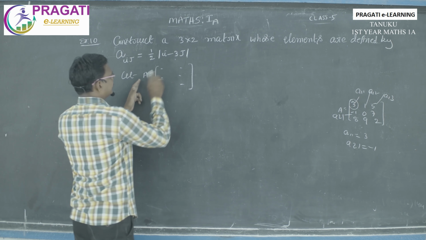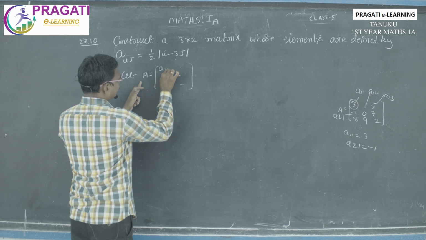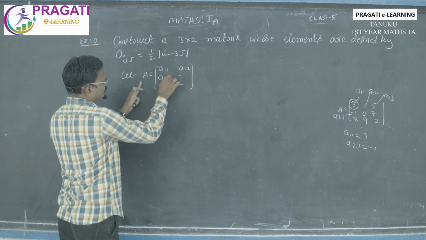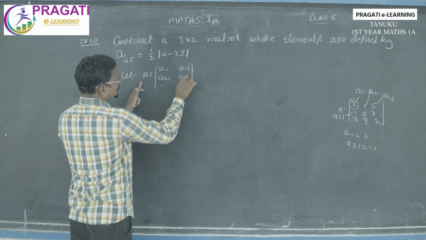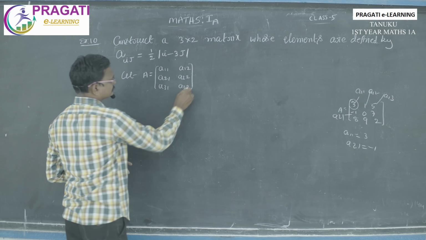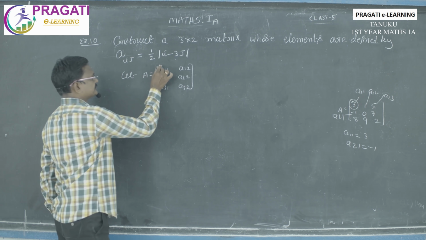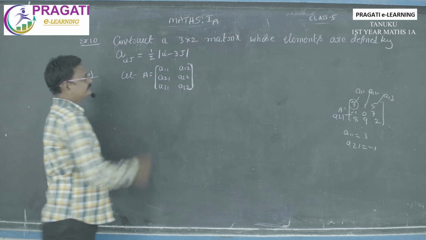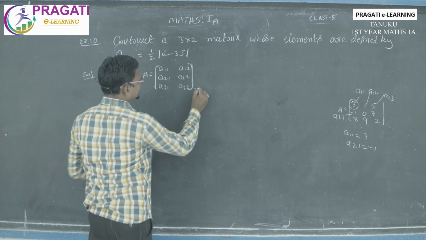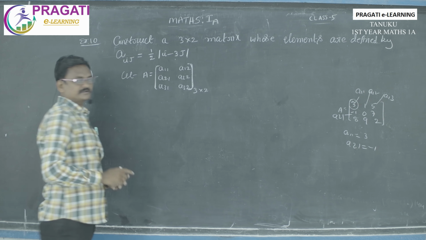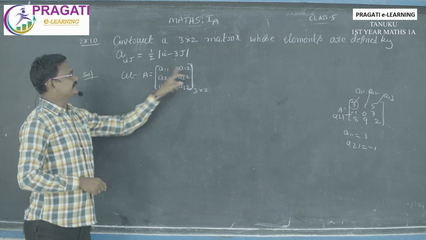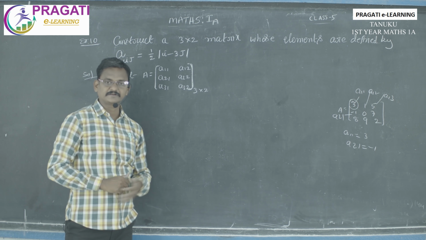So let capital A be equal to A11, A12, and this is A21, and this is A22, and this is A31, and this is A32. Now you can verify whether this belongs to 3 by 2 or not. First row, second row, third row, 3 rows. First column, second column, 3 by 2. As per the definition, we want to prepare a 3 by 2 matrix. At present we don't know the elements, so we are taking it this way. It is clear or not?